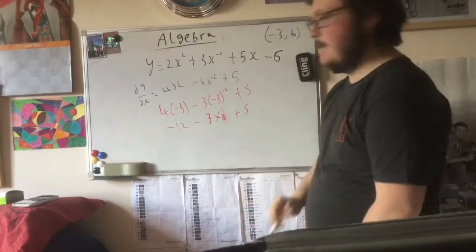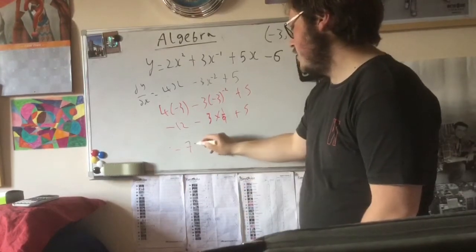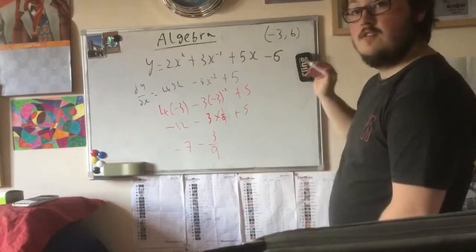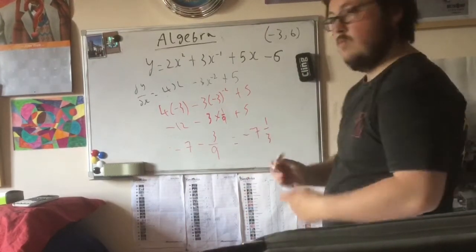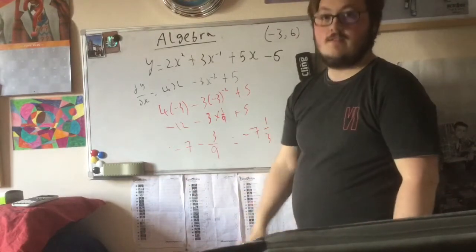Let me tidy this up a bit more. So negative 12 plus 5 is negative 7. Then we do negative 3 over 9, which is the same as a third. So the actual answer is negative 7 and 1/3. That's the gradient of this equation.